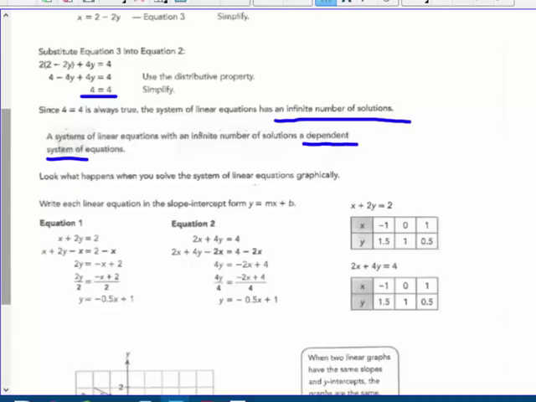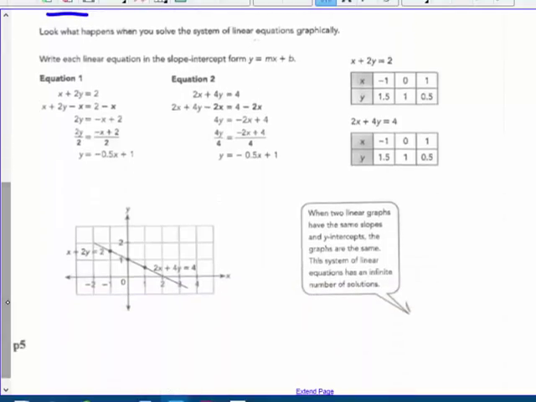When you go to graph them, solving for y, my slope is exactly the same, -1/2, and b equals 1 in both of these. Oh my goodness, they're the exact same graph. When two linear graphs have the same slopes and y-intercepts, the graphs are the same. This system of linear equations has an infinite number of solutions. It's called dependent.